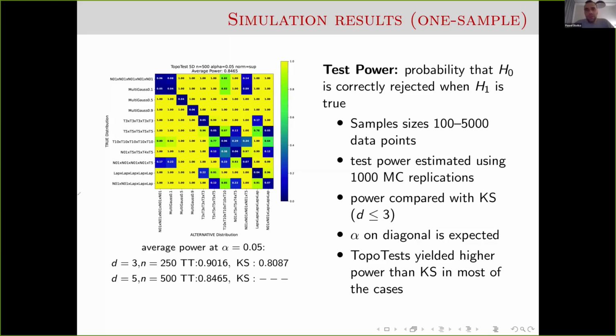In this case, we didn't manage to finish the computations for Kolmogorov-Smirnov. Still, the topological tests have roughly 85% of power. So if you compute an average over this matrix, we could spend quite a lot of time trying to understand why some of the distributions are hard to tell apart, and the results kind of make sense. So there's a lot that we can get out of those matrices.